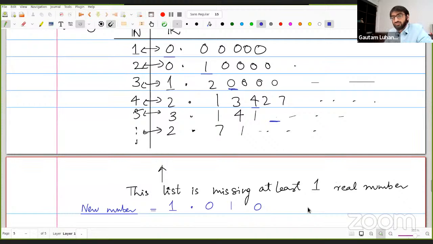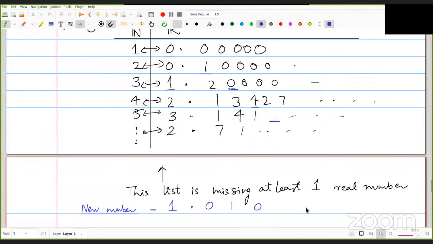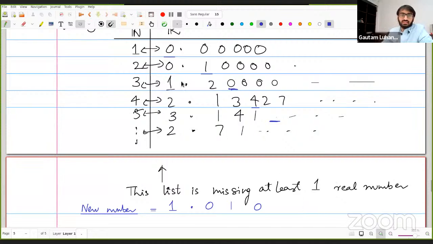So what if I just add it to the top of the list? Then I could repeat the argument. Right. So the simple argument is you go down the diagonal of this list and you replace every digit. If it's a 0, you replace it by a 1. And if it's a non-zero, then you just write 0.